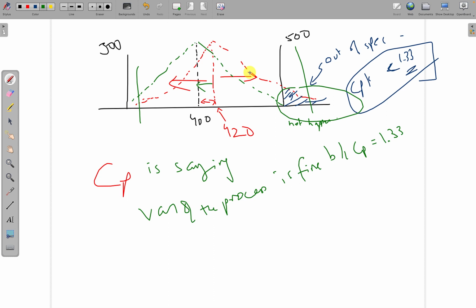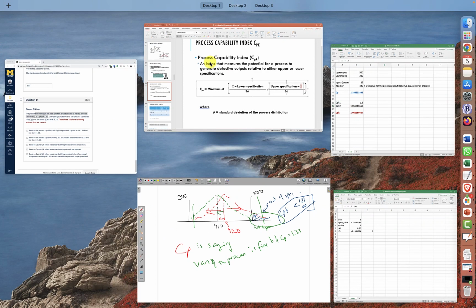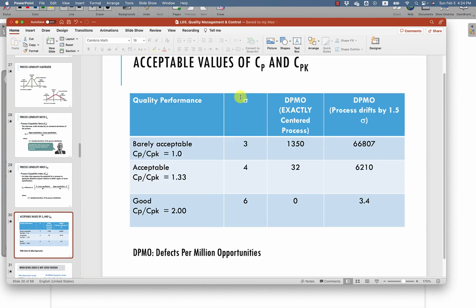You can Google and find online exactly how many parts per million defects will be in a 4 sigma quality level. I think the slides might also mention that. Right here you have, if CP and CPK are 1.33 and you're exactly centered, you have 32 defects per million. So 99 point something percent accuracy, very few defects per million. If you have a 6 sigma quality, CP and CPK of 2, then you'll have close to 0 defects per million. It'll be like 0.00 something, but approximately 0 defects per million.